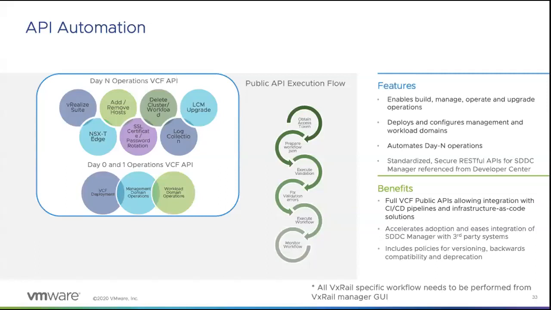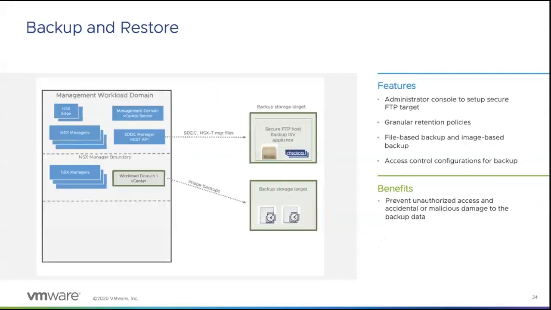The public APIs are very new, and a little more insight is they allow integration of various functions with CI/CD pipelines and also infrastructure as code solutions. So all day zero to day N operations can be performed via the APIs. This would include managing domain operations, workload cluster deployments, host operations, NSX, and vRealize Suite. So pretty much any of the day zero to day N LCM, or SSL certificates, password rotation, can all be done with public APIs.